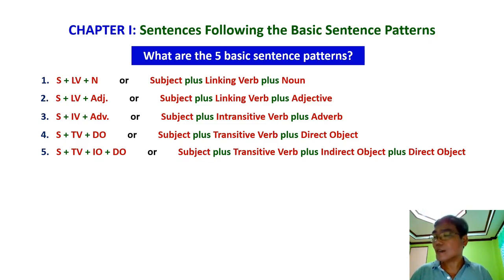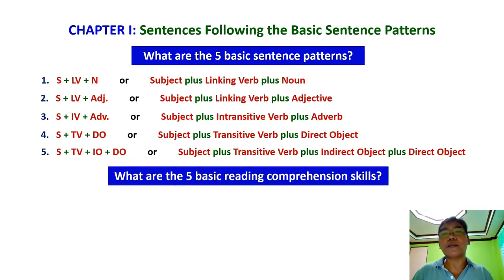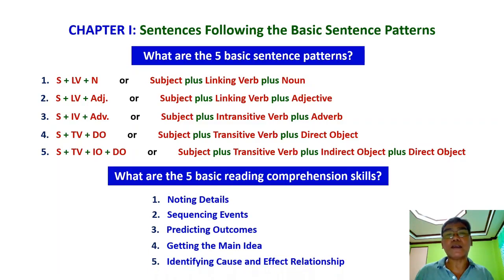In other words, studying the basic sentence patterns should be laid out as foundation for a better comprehension of our students, for it would lead them to develop the 5 basic reading comprehension skills, such as number 1, noting details, number 2, sequencing events, number 3, predicting outcomes, number 4, getting the main idea, and number 5, identifying cause and effect relationship.